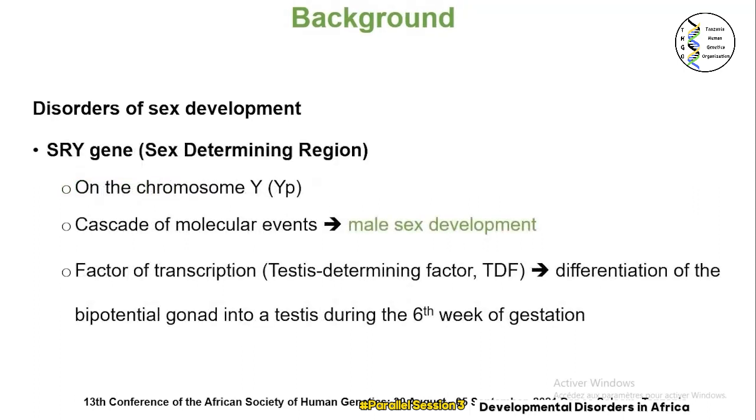The SRY gene, sex-determining region, localized on the short arm of the chromosome Y, triggers the cascade of molecular events leading to male sex development. In effect, the SRY gene functions as a transcription factor, testis-determining factor, TDF, leading to the differentiation of the bipotential gonads into testes during the 6th week of gestation.